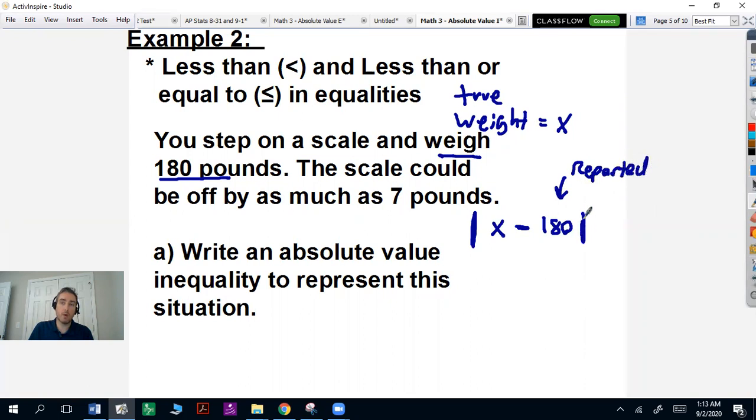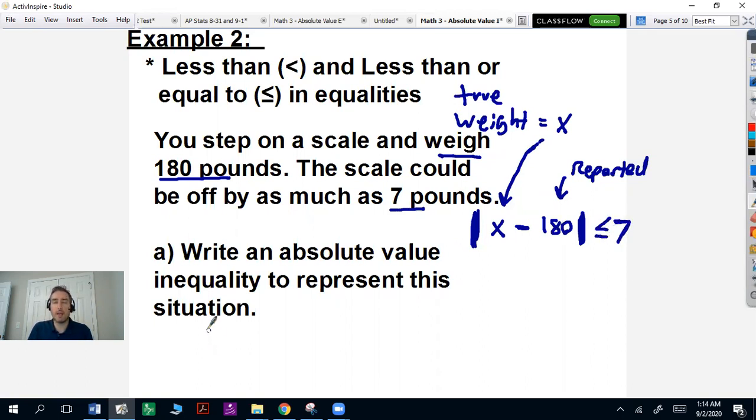Now you're going to find out in a minute why it goes in the absolute value inequality, but your true weight, we don't know that yet, is what you start with, and then your reported is what you end with, okay? Now that difference can be no more than 7. So since it says the scale could be off by as much as 7 pounds, you say less than or equal to 7.